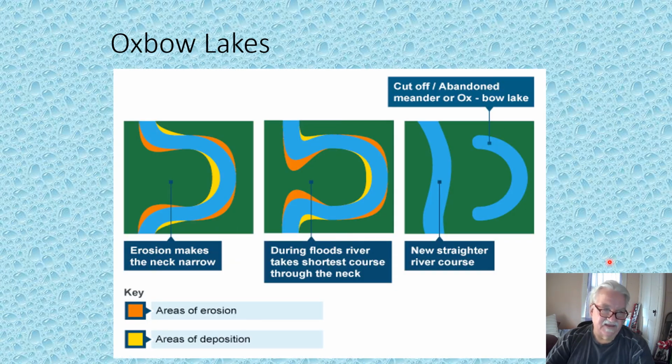All right, so here is that in a diagram. Erosion is orange, deposition is yellow. So you can see outside of the curve, orange, inside yellow. And so it keeps eroding towards each other. And eventually these two meet. The stream decides to take the easy route straight and leaves this part here as the oxbow lake.